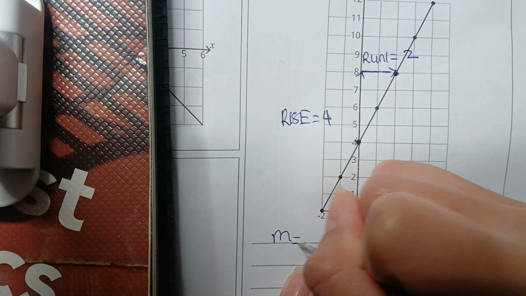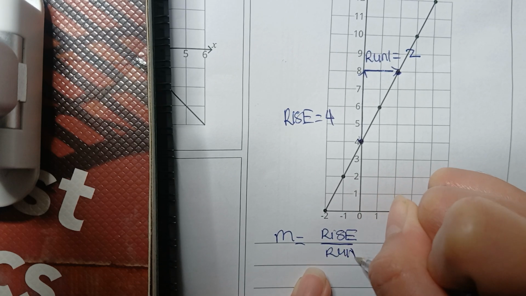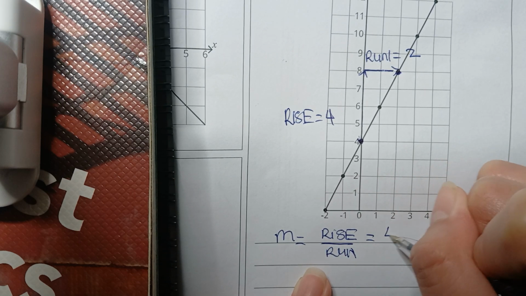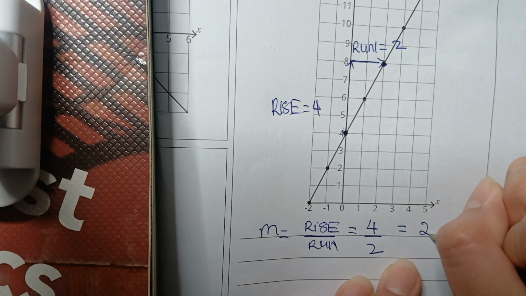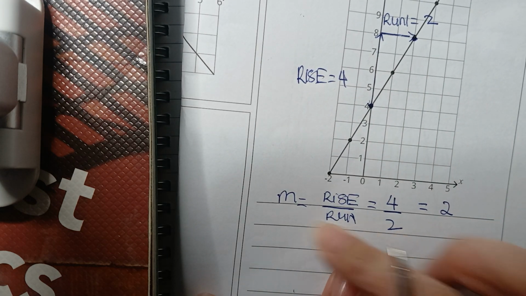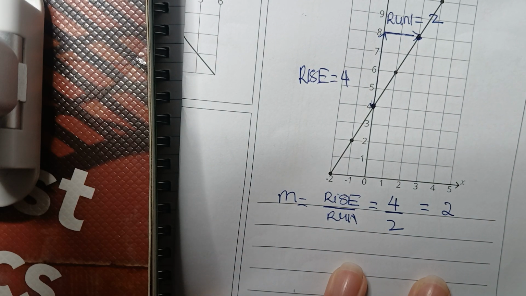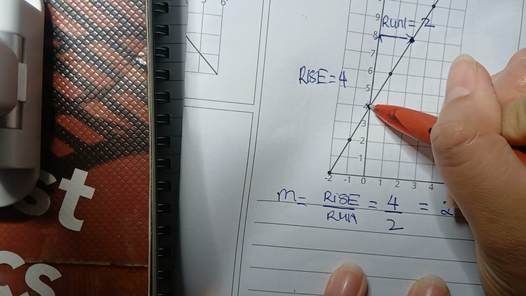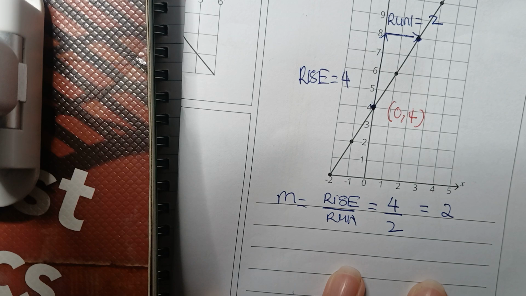Now m will be equal to, you have to write this, otherwise I don't know where you got that from. Rise will be 4 over run 2. So 4 over 2 is 2. Do you see, you have already worked out the gradient? Now can you tell me where the y-intercept is? The y-intercept is here. It cuts the y-axis at 4, so it's (0, 4), and 4 is the y-intercept.